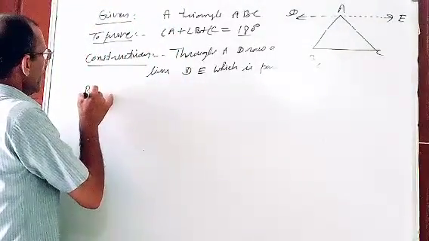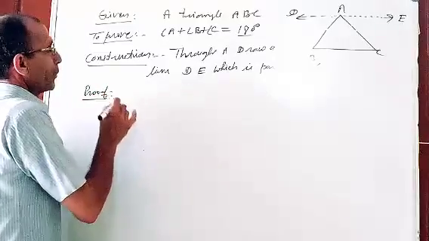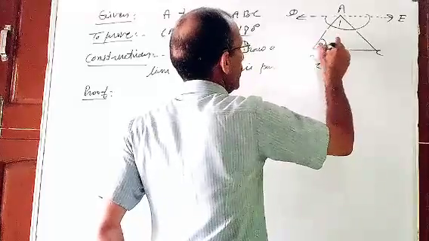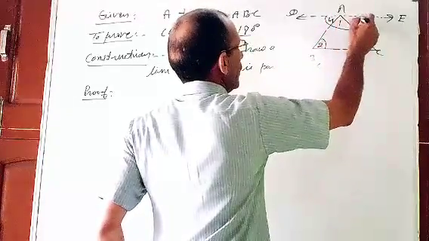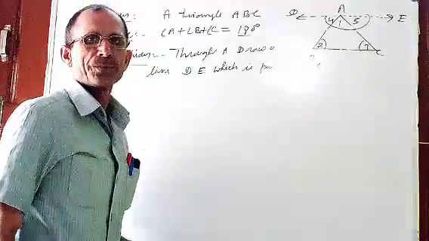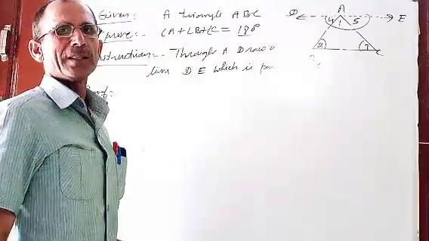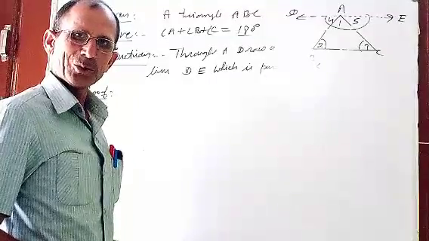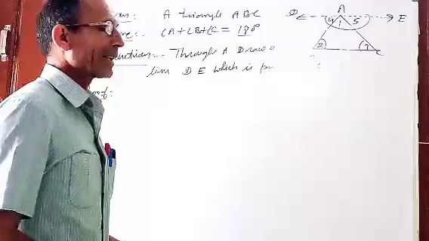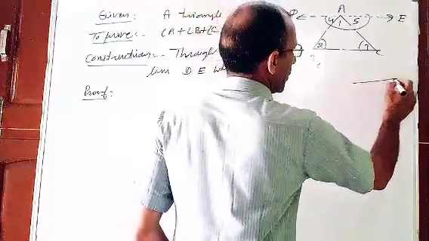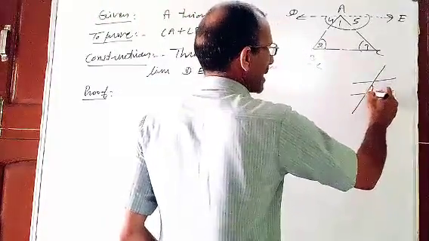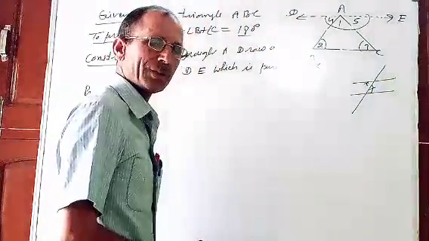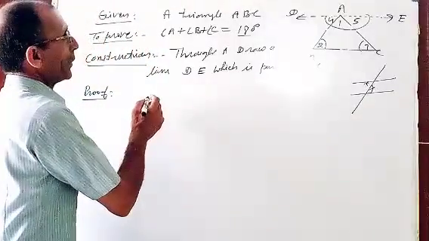Proof. Label the angles 1, 2, 3, 4, 5 and give these names. You already know about straight angle. The measure of a straight angle is 180 degrees. Yes or no? And you know about alternate interior angles also. In the beginning I told you, if two parallel lines are intersected by a transversal, then alternate interior angles are equal. Yes or no?